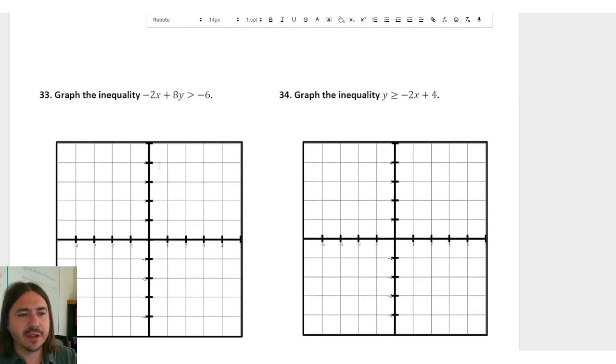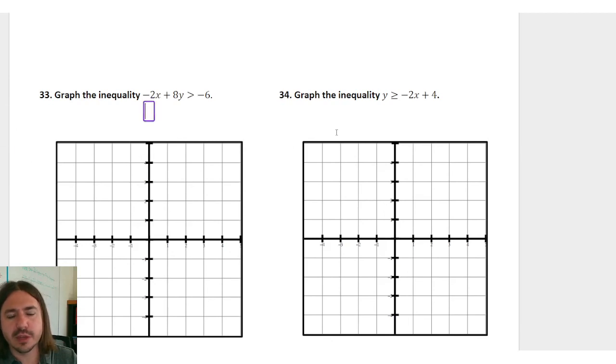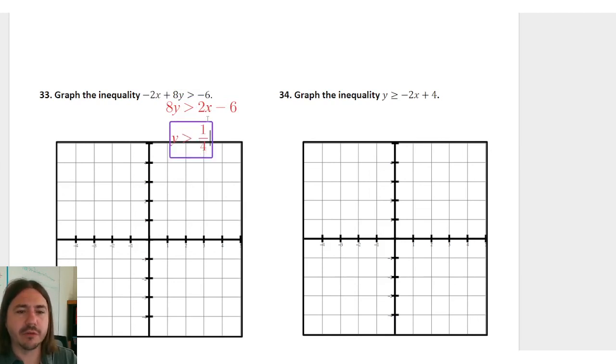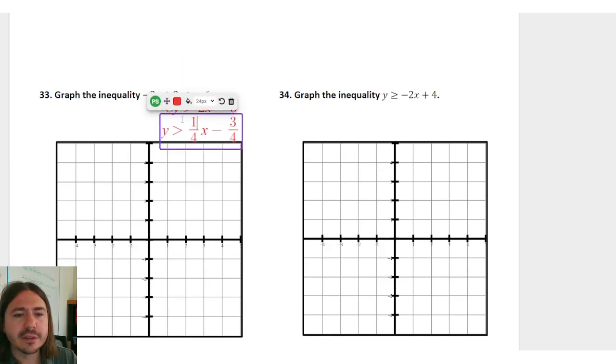Last couple of questions here. 33 says graph the inequality. Now this one, I think what I'm going to do is change this to slope-intercept form. I'll start by adding 2x to both sides. And if I add 2x to both sides, I'm going to get 8y is greater than positive 2x minus 6. And then if I divide everything by 8, I'm going to get, let's see, 2 divided by 8 reduces to 1/4 x minus 6/8, which reduces to 3/4. Ugh, that's not very nice. But it is what it is.